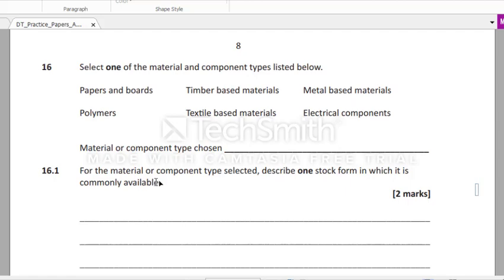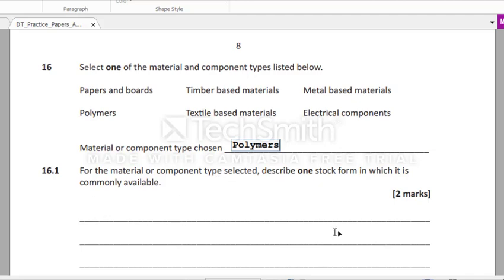Select one of the material and components types listed below. So we're going to select polymer. Okay, so you select polymers. You would obviously write down in here because you learned about plastics in year and you've done some work. For the material or component type selected, describe one stock form in which it is commonly available.